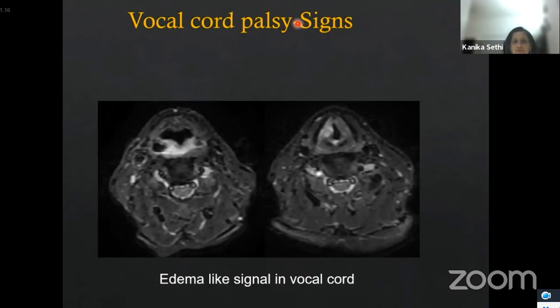Similarly, on MR also, you will see an enlarged pyriform sinus and a medially positioned aryepiglottic fold. Here the vocal cord palsy is on the left side, and initially you will get an edema-like signal in the affected vocal cord. Why? Because in the acute phase you will see signs of denervation edema. Later on, the vocal cord will atrophy. So this can mimic a tumor. It is important to know this sign: in acute denervation, the vocal cord will show hyperintense signal on STIR and T2.